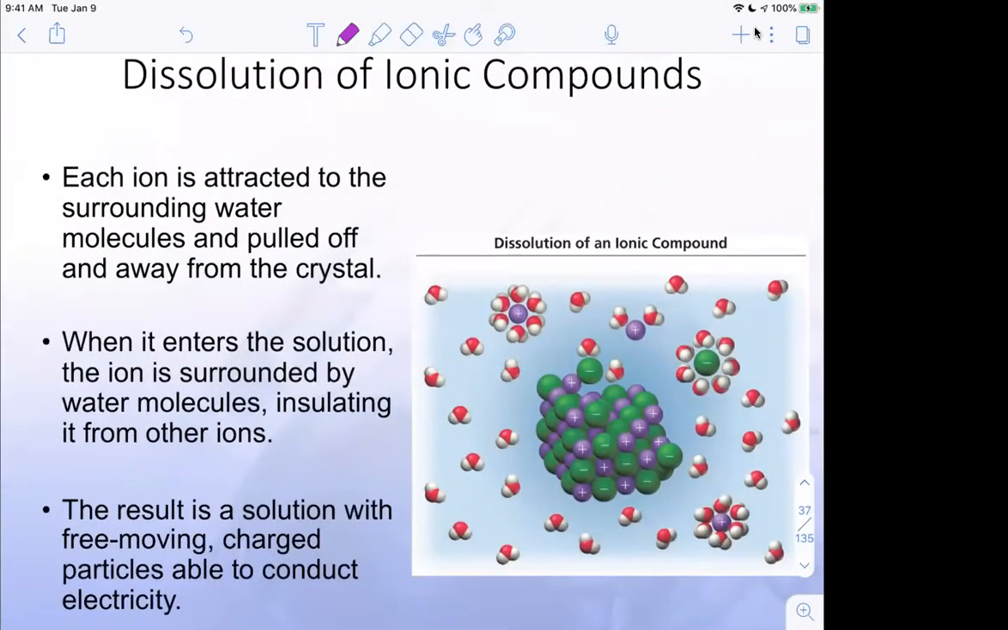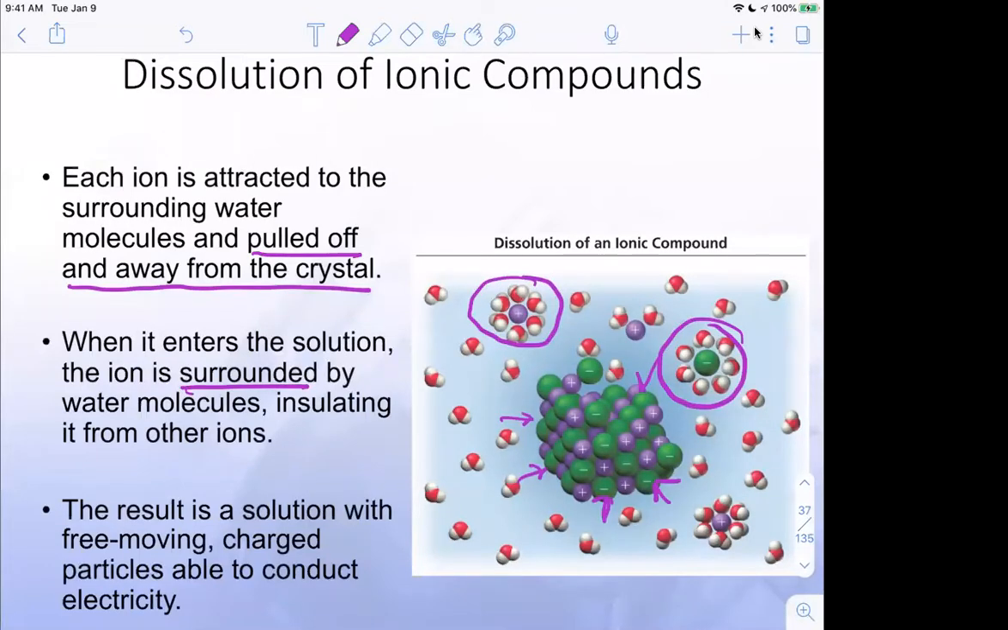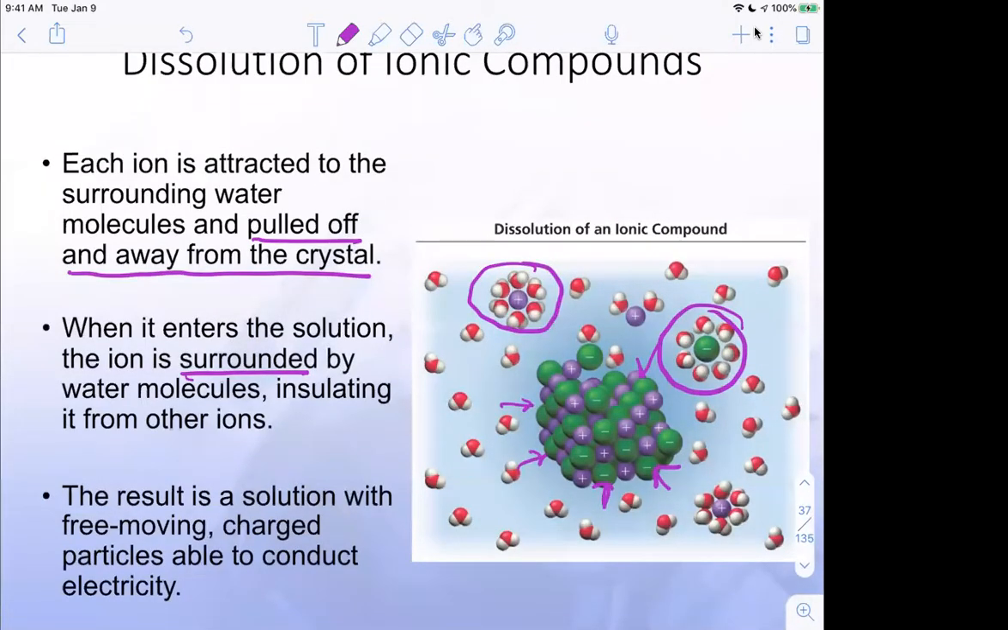So think about this. Water is coming in and it's sort of bombarding the surface area of the salt. Each ion is going to be attracted to the water molecules and then pulled off and away from the crystal. When it enters the solution, the ion is going to be surrounded by water molecules, and it's going to insulate it from other ions. What happens when it totally dissolves is I get a solution with free-moving charged particles which are able to conduct electricity.